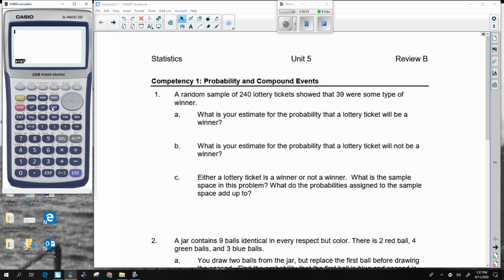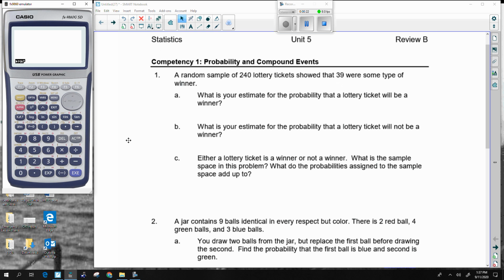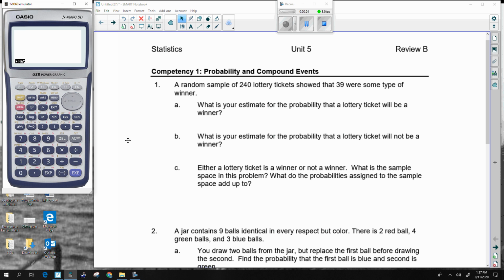All right, what we have here is Unit 5 Review B. This should be the very final assignment from Unit 5. So we will be taking the test here real quickly if we haven't done so already. And this is just one more review. So get your formula sheets ready. And here we go. So we have these just basic probabilities.